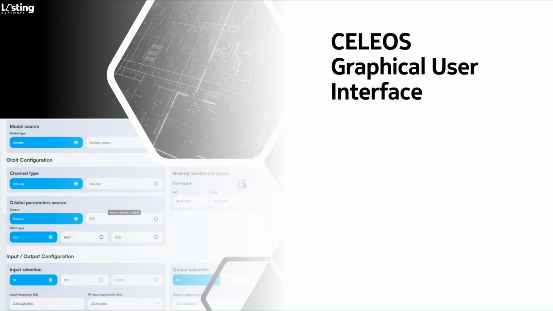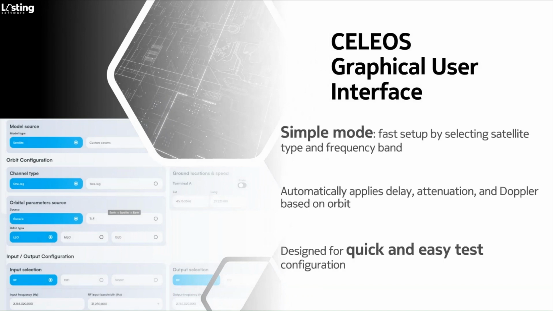CELEOS features as well a user-friendly interface. In simple mode, you can choose your satellite type and operating band. The system automatically applies all relevant impairments for that scenario, making this mode perfect for quick tests and demonstrations.